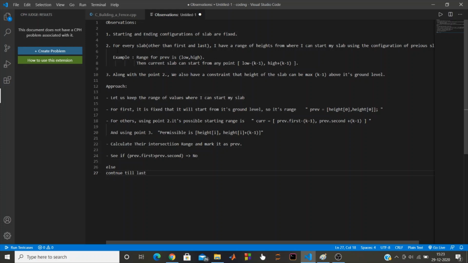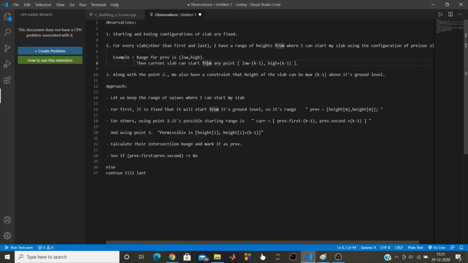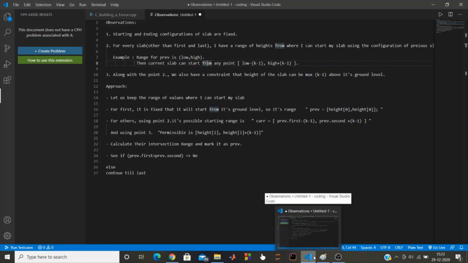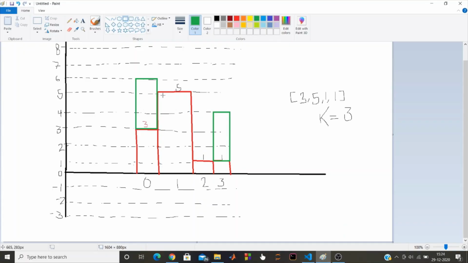The second observation is, for every slab other than the first and last slab, I have a range of heights from where I can start my slab using the configuration of the previous slab. So what do I mean by that? Suppose the range of the previous slab is low to high, which means this is the range of possible values where I can start my slab. For the first slab, we have only a fixed value, that is the given ground level. There's no way that I can arrange it any other way.